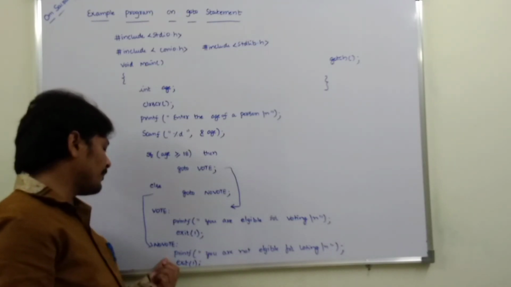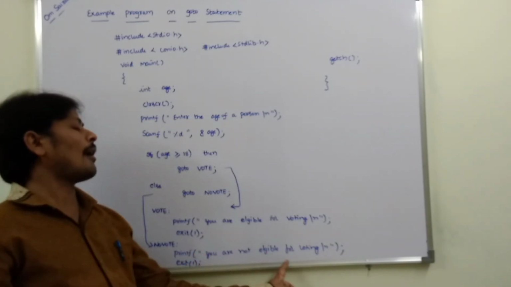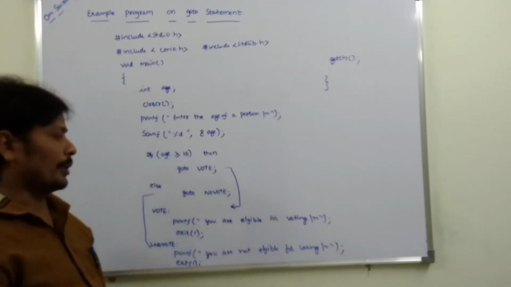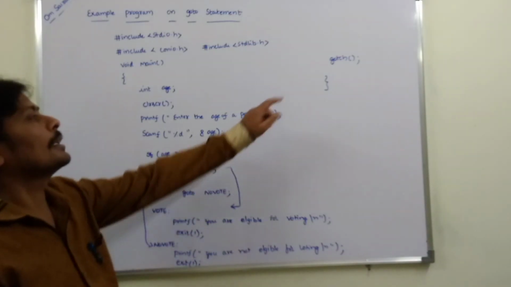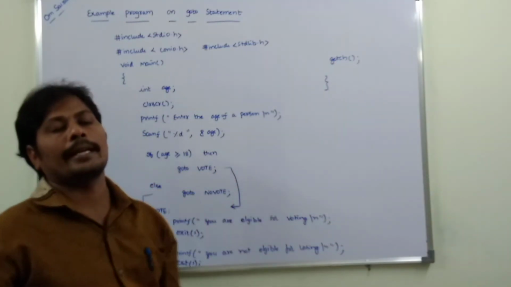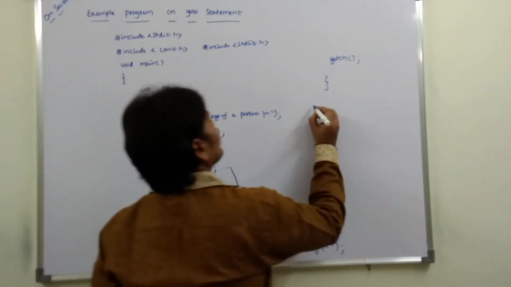The statements within novote are executed. Printf, you are not eligible for voting. Okay, so exit(1), then getch. So the program is terminated.